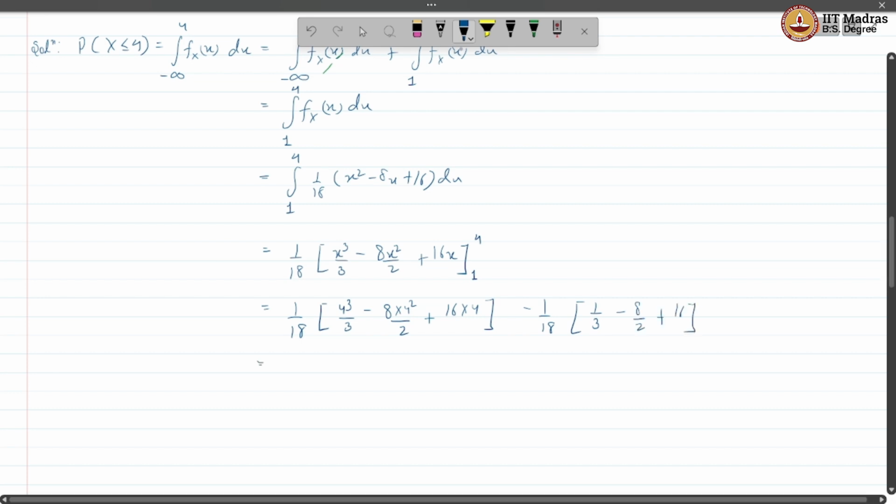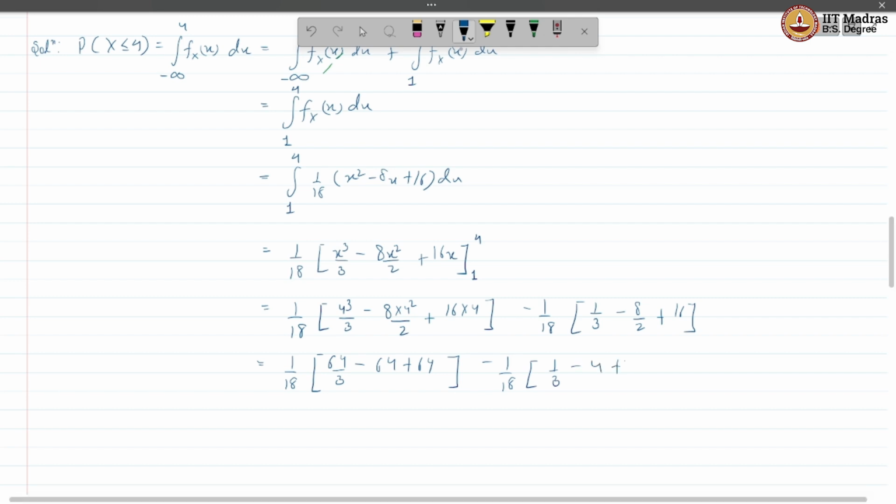So on further simplification, this will be equal to 1 by 18, and inside the bracket this will be 64 by 3 minus 64 plus 64. The second term will be minus 1 by 18, and inside the bracket we will have 1 by 3 minus 4 plus 16.